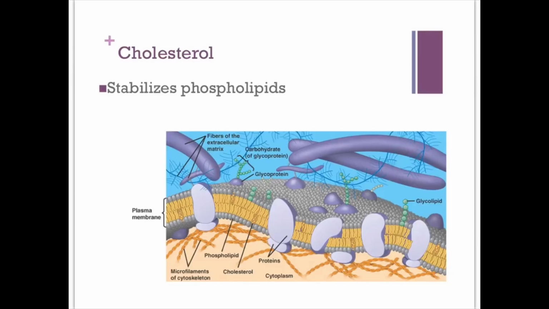Let's take a look at the function of cholesterol in the plasma membrane. We did learn that cholesterol is a type of steroid, and steroids are a type of lipid. What makes something a steroid is that it is a lipid with a ring structure to it.